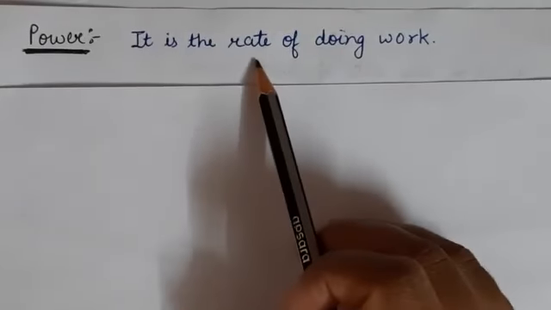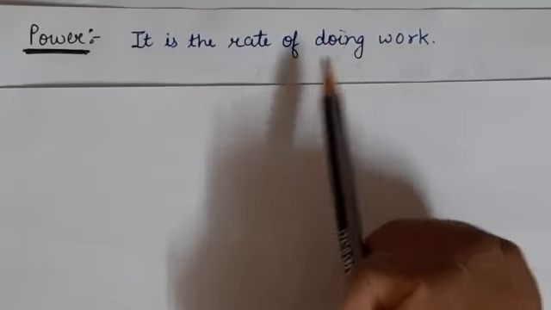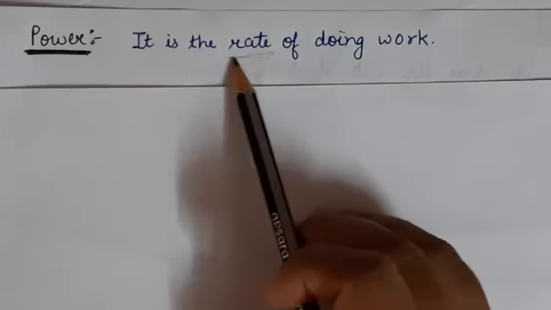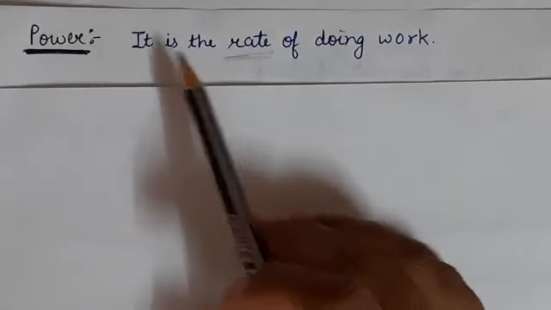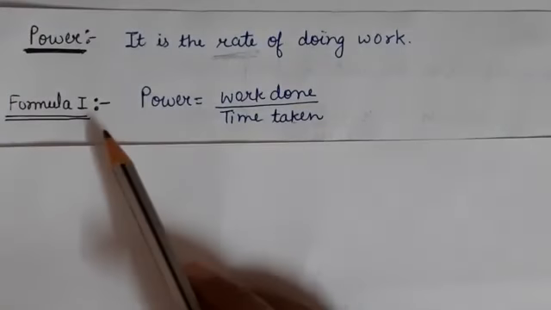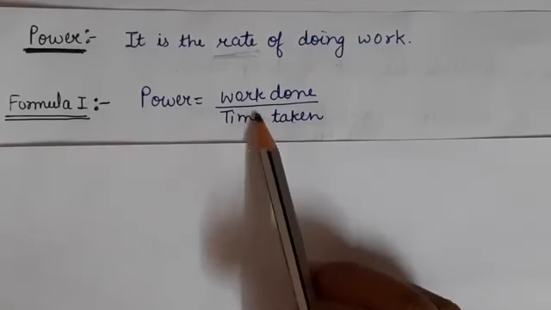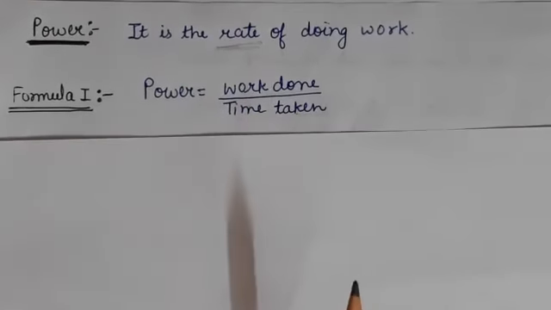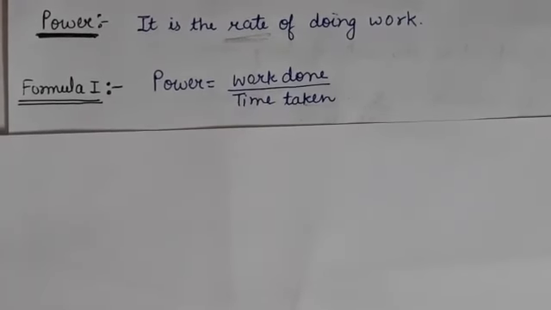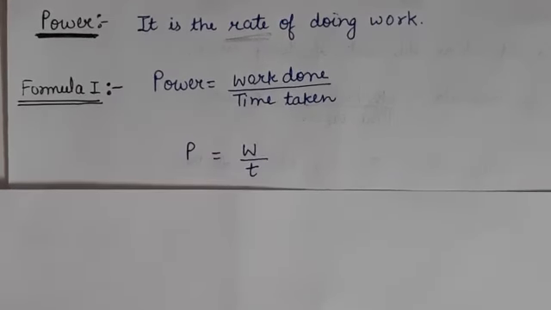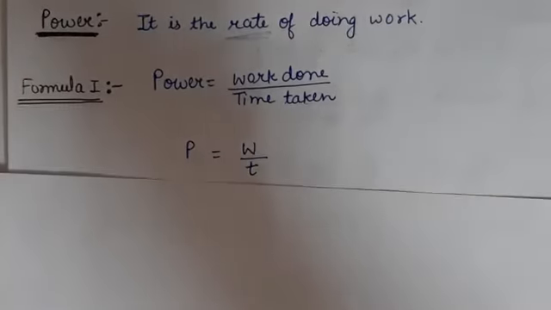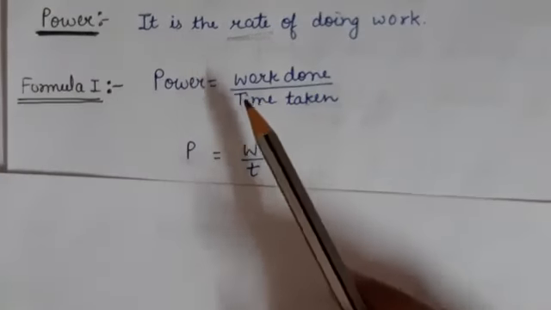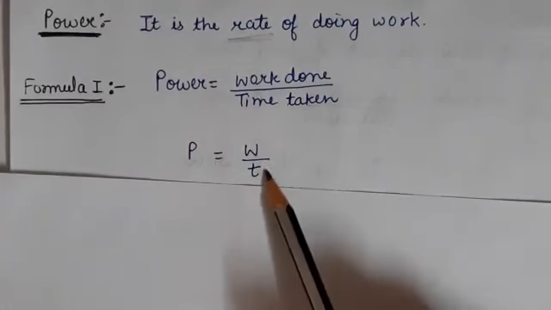So what will be the formula? Work done upon time taken, because it is given a rate. I always say that whenever rate is given, write divided by time. So what is the formula of power? Work done upon time taken. Okay, students. So we have got the formula. Or in short form, we can write P is equal to W by t, where P is power, W is work done and small t is the time taken. This is the first formula to calculate power if work and time is given.